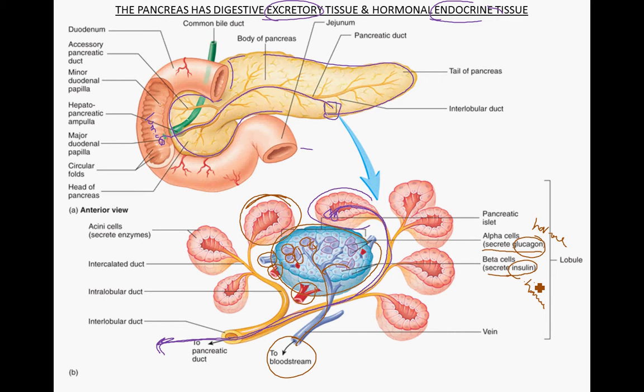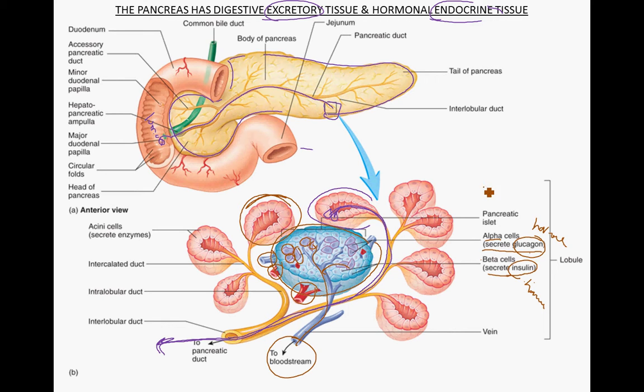When your blood glucose levels are high, these beta cells will secrete insulin into the bloodstream, and then your blood glucose levels come back down. If you are low on blood glucose, then your alpha cells secrete glucagon as a hormone into the bloodstream, and then your blood glucose levels will come back up. Okay? Just as a quick aside, these are the specific names of those endocrine cells.